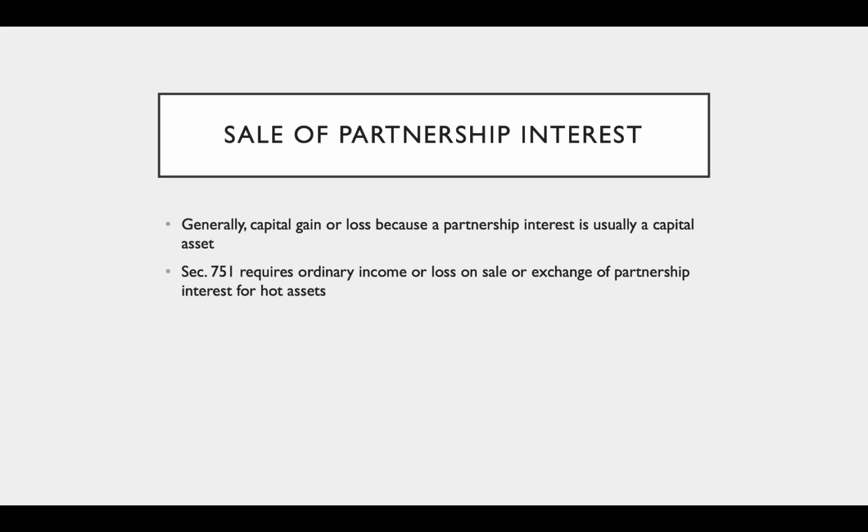Another way that the partnership interest may change is in the case of a sale of a partnership interest. Usually, when a partner sells their partnership interest, it's a capital gain or loss because the partnership interest is usually a capital asset to the partner. Section 751 would require ordinary income or loss on the sale or exchange of partnership interest for hot assets, just like we've been talking about this entire chapter.